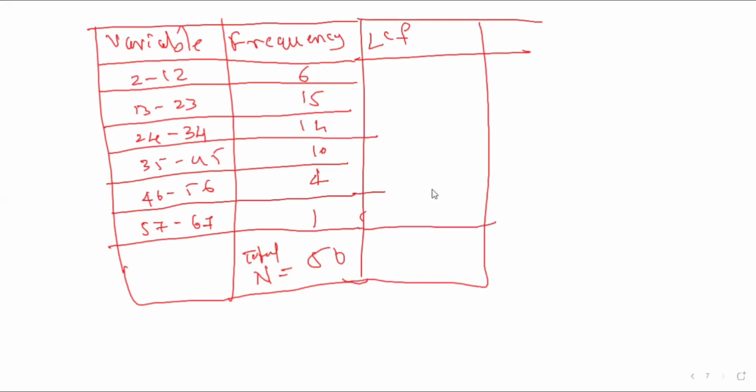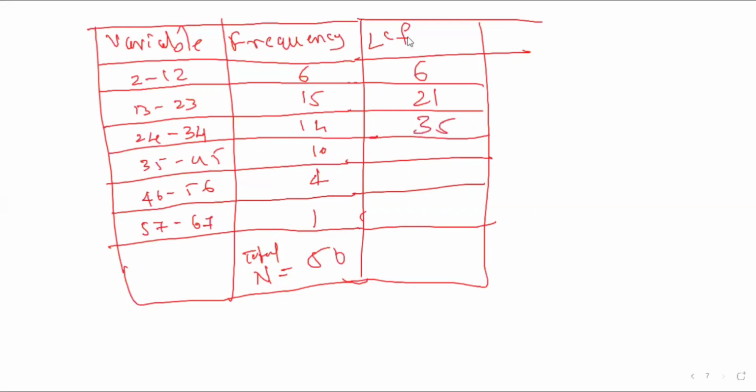Less than cumulative frequencies are also numerical values which are less than upper limits. Less than upper limits means what? Upper limit is 12. Less than 12 is here 6. Here upper limit is 23. Less than 23 are 15 as well as 6. That is 21. Here less than upper limits means less than 34: 14 plus 15 plus 6. That is 35. Yes, 35.